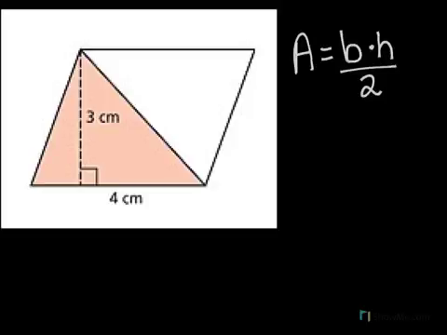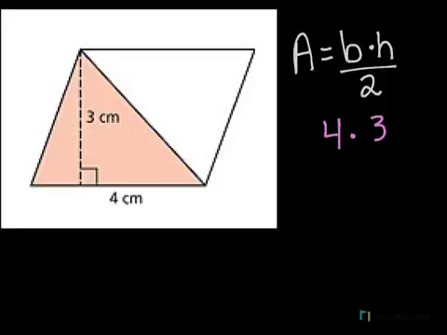Now I'm going to look at my triangle. I know the base is the bottom and it is always flat. So here I see the base of my triangle. The base is 4 centimeters. I need to know the height of my triangle. Here is a dotted line which gives me my height, 3 centimeters.